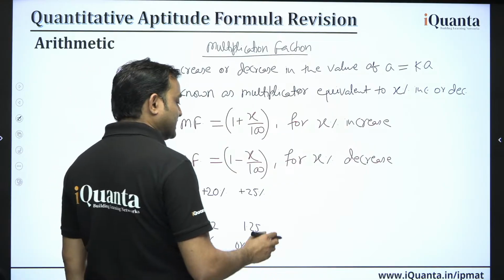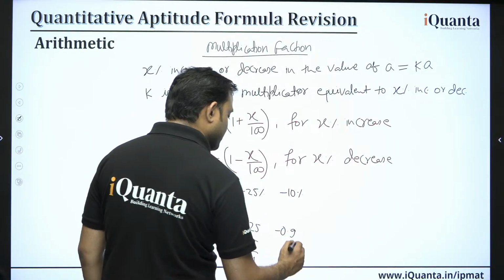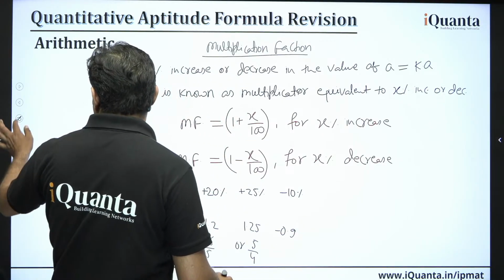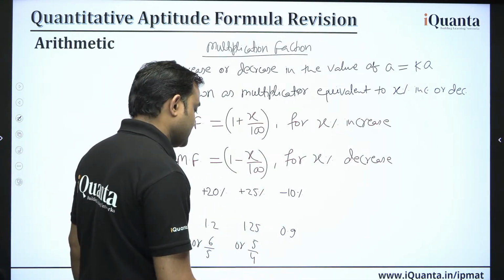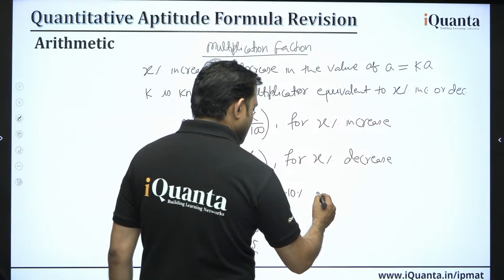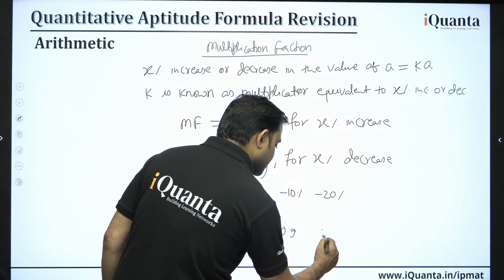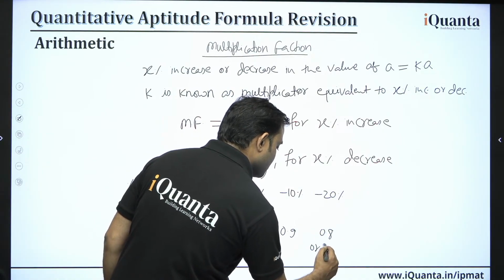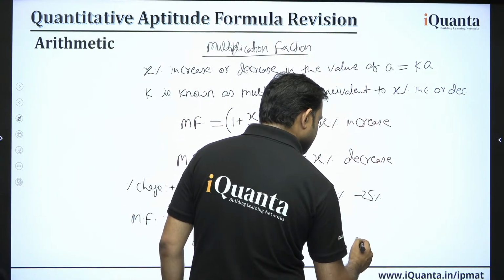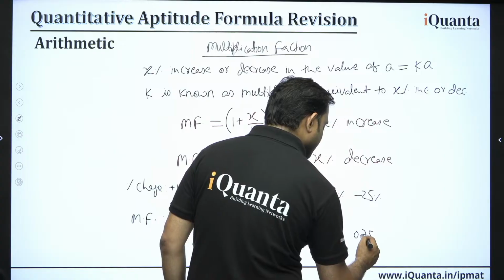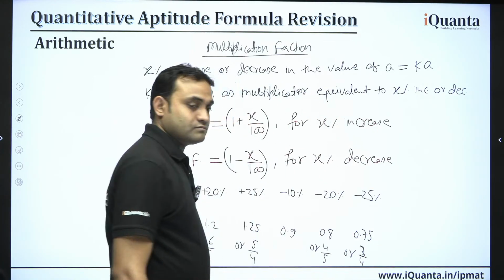And if we talk about the decrease, let's say if this is minus 10%, then you can use 0.9 to multiply the given value to find 10% decrease, okay, or 9 by 10. If the decrease is 20%, what will be the multiplication factor? It will be 0.8 or 4 by 5. If the decrease is 25%, the multiplication factor will be 0.75 or it will be 3 by 4. Okay.